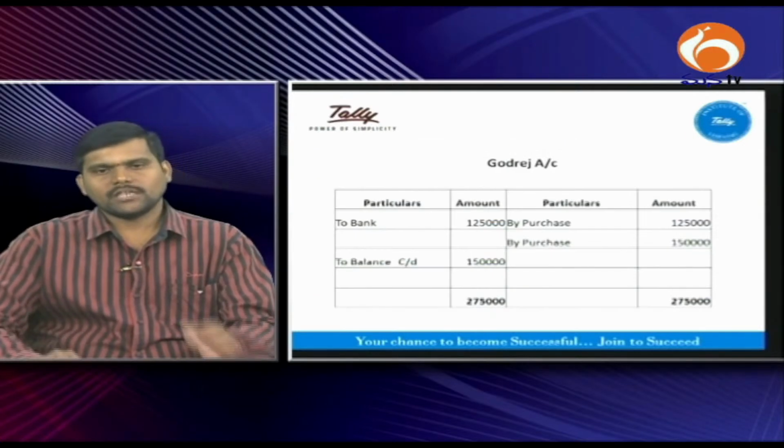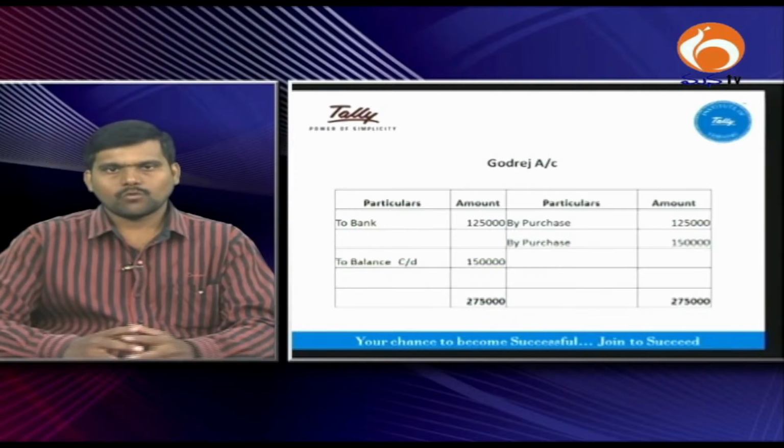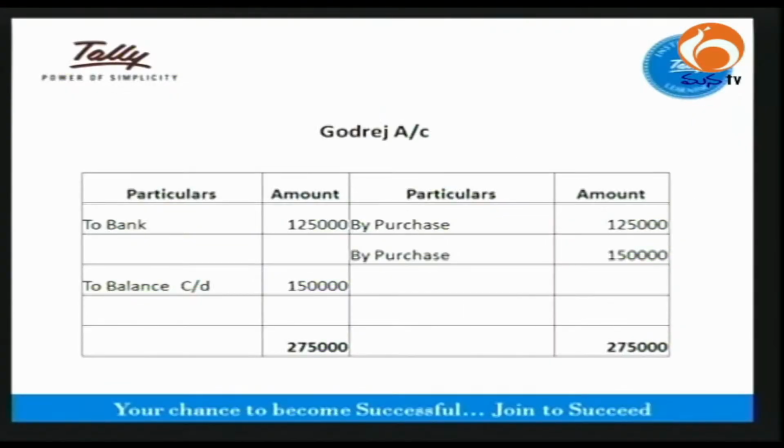Now if you can see here, for example, I am purchasing goods from Godrej. So I am goods purchase chesam Godrej nundi. Appudu entry em vastundi? When you are purchasing goods from Godrej, purchase account Dr to Godrej వస్తుంది, అవునా. సో పర్చేస్‌లో గోద్రేజ్ వచ్చింది, గోద్రేజ్‌లో బై పర్చేజెస్ 1,25,000 కరెక్ట్ అయిపోయింది.